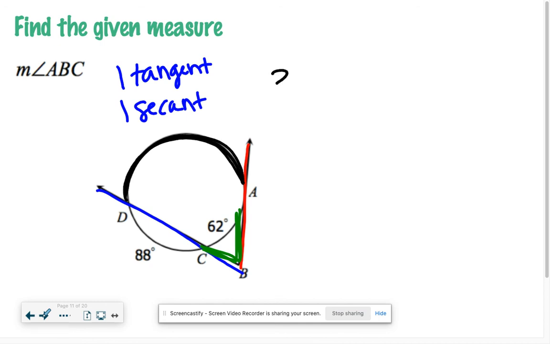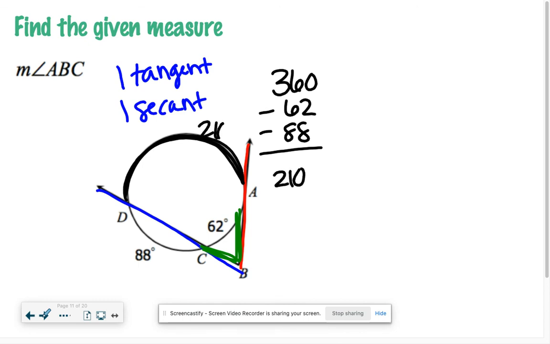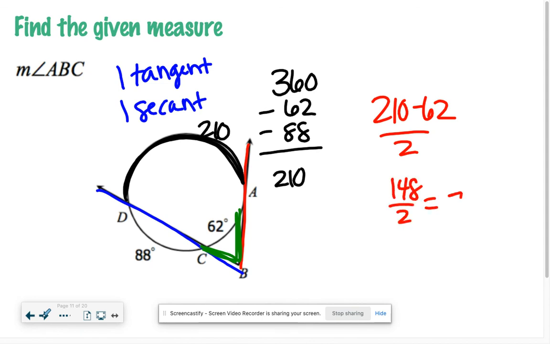So let's figure out what's left of our 360. So 360 minus 62 minus 88 gives us 210. All right, so now we take our big arc of 210, subtract 62, then divide by 2. 210 subtract 62 is 148. Divide that by 2 and we get 74.